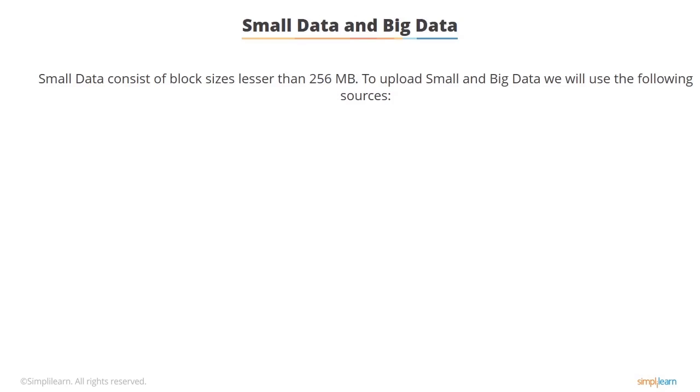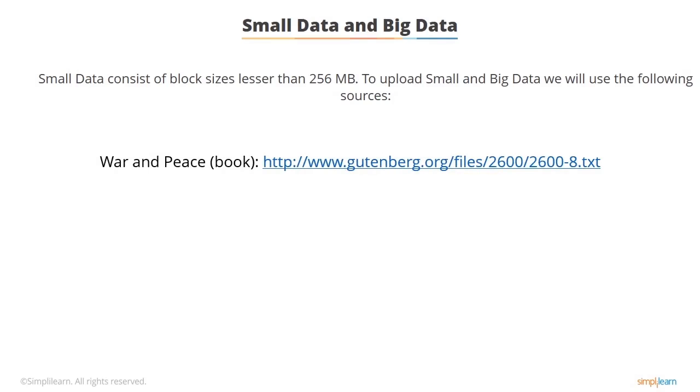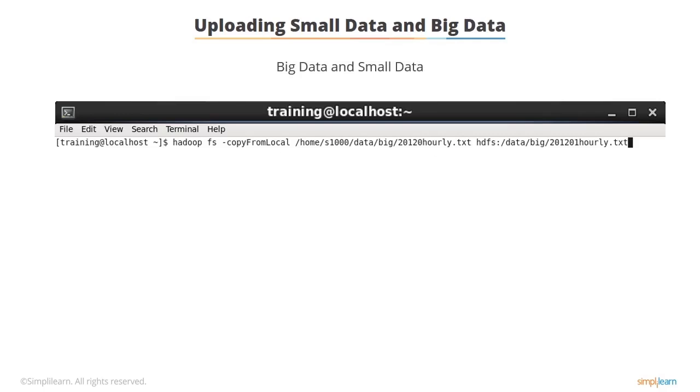To upload small and big data, you will use the following sources: War and Peace, which is from an ebook website. Weather data that is updated on an hourly basis. The sample data set from these sources will be provided and can be used to perform MapReduce operations. Uploading small data and big data. The command to upload any data, big or small, from the local system to HDFS is Hadoop space fs space copy from local space source file address space destination file address.